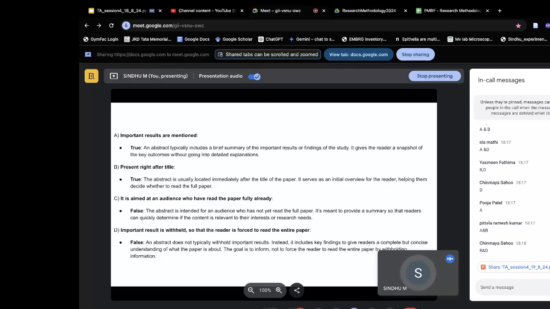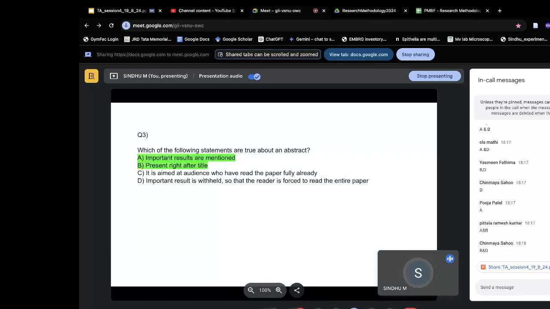And similarly, option D is also not correct, because the important result will definitely be mentioned in the abstract, so that even if someone is not reading the entire paper, if they just read the abstract, they should be able to get the broad overview of the paper. So the important result will be mentioned. So option D is not correct. The correct answer to the third question is option A and option B.